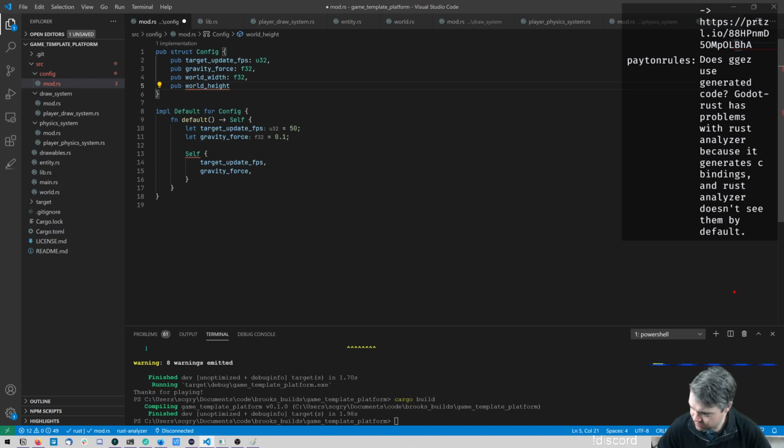Does GGEZ use generated code? Go.rust has problems with Rust Analyzer because it generates C bindings and Rust Analyzer doesn't see them by default. You know, I don't know. It's a good question. I don't think I've looked into that before.